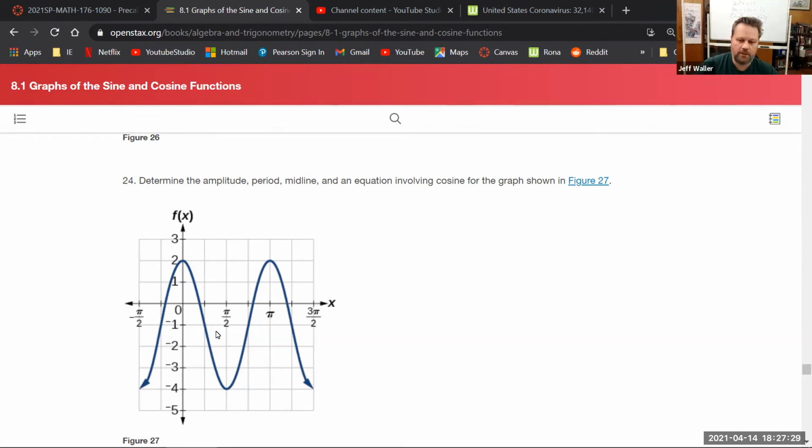Okay, big deal. It starts here. Who cares? What matters is this is non-shifted. It's not been shifted left or right because it's got its maximal point at 0. So I know it hasn't been shifted left or right. So you got the amplitude. What did you get for the amplitude? 3. Good. That means you have to know what the midline is.